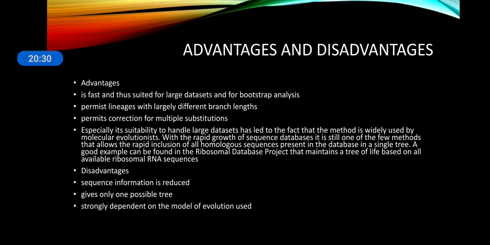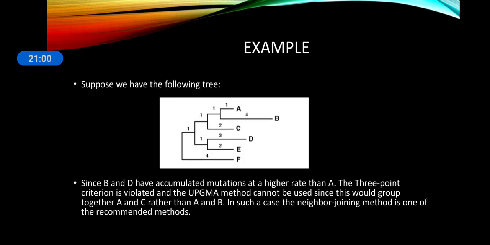A good example for this is the Ribosomal Database Project, and it maintains a tree of life based on all available ribosomal RNA sequences. Now we'll see the disadvantages. Here the sequence information will be reduced, and it will only give one possible tree. There will not be many possible trees that you can choose from, and it is strongly dependent on the model of evolution used. In the next video we will discuss an example so we'll understand it better.